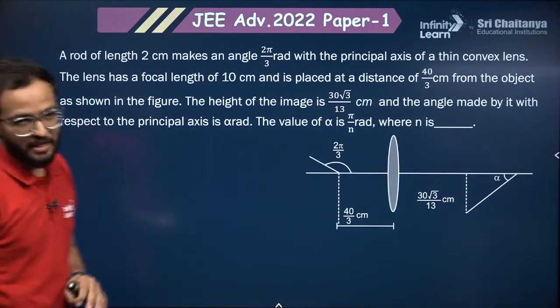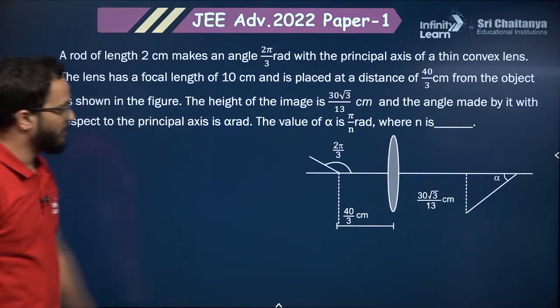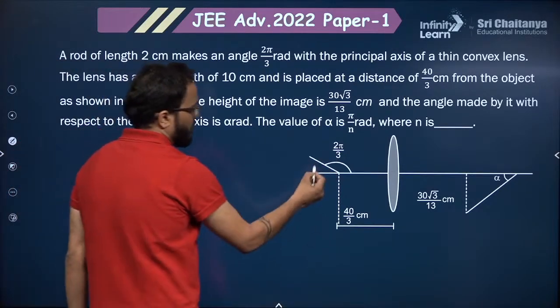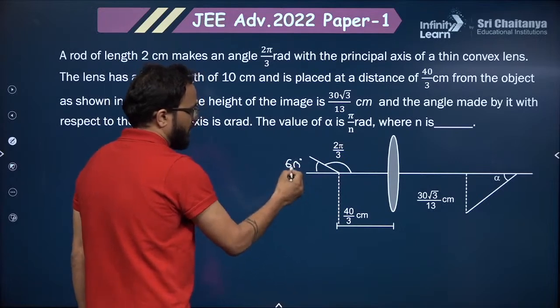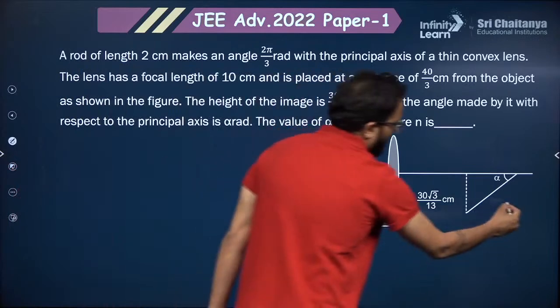Okay, this was also an interesting question but easy. Interesting but easy. So what we are going to do here, they have given us a rod. This angle is 2 pi by 3, so this angle is 60 degrees, right? This angle is 60 degrees and we have to find out what is the value of alpha here.